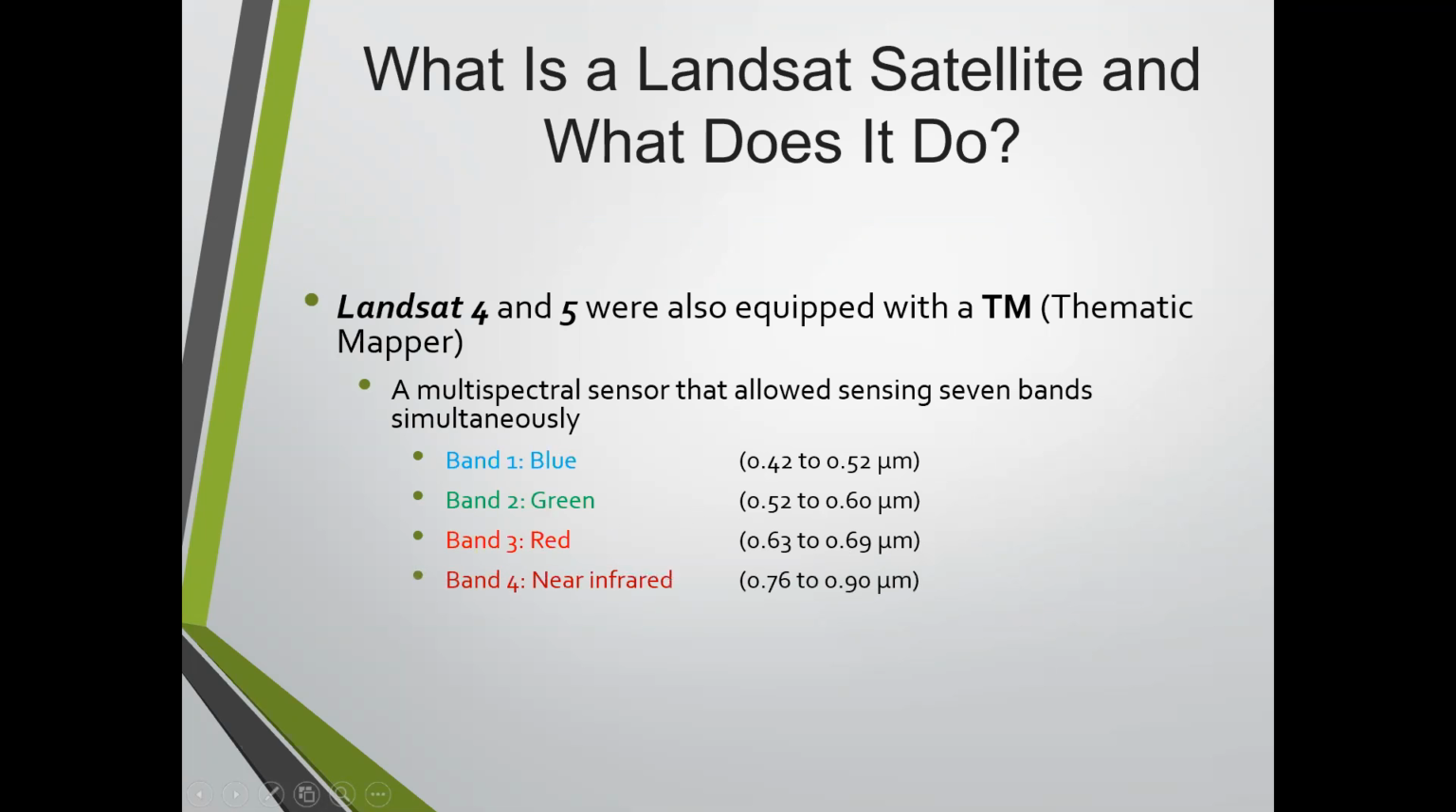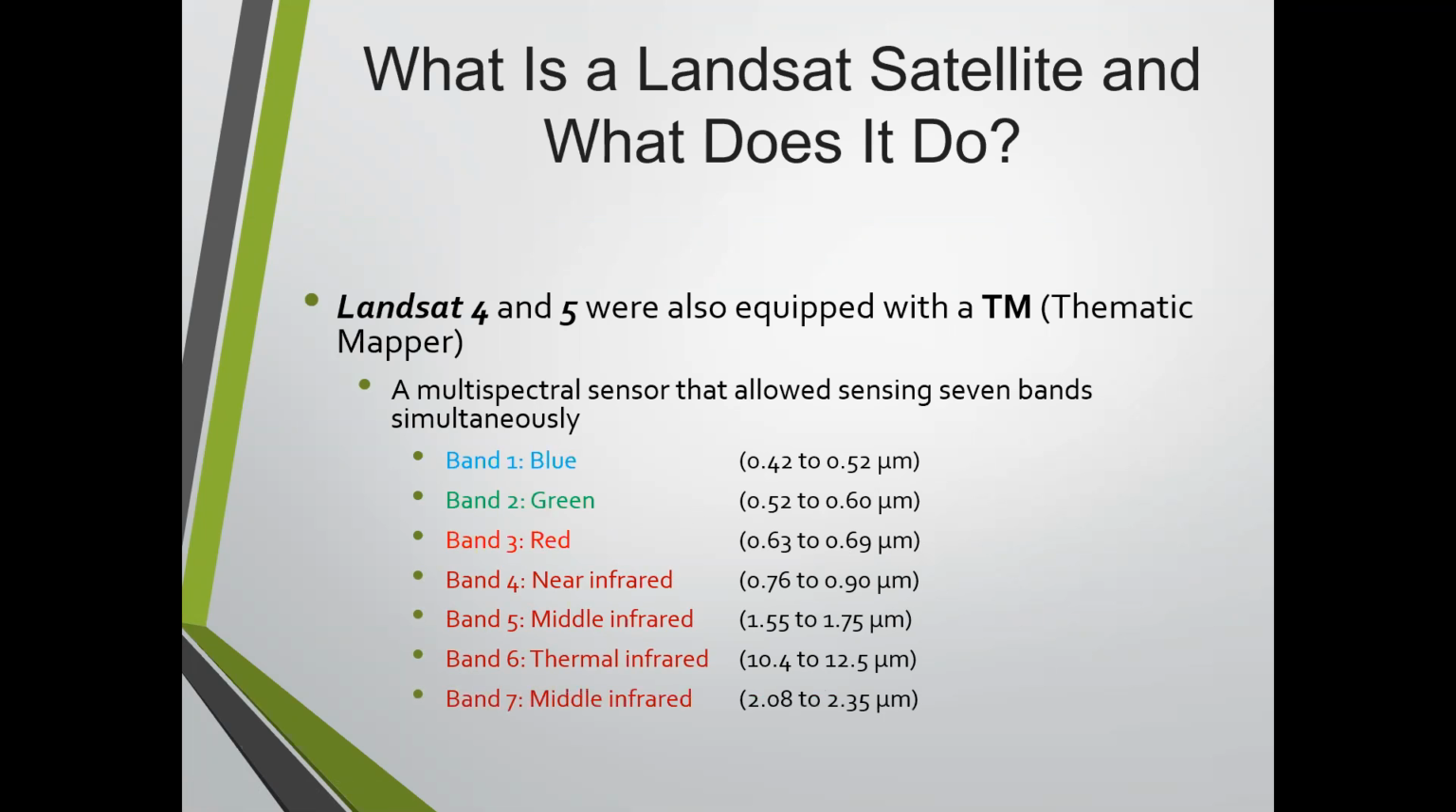So those are in the visible ranges right there. And then band 4 was a near infrared. So that's just outside of the visible range. And then you had middle infrared, and we can't see any of the infrareds. And then you had thermal infrared. So this actually had 7 bands, and it had a middle infrared as well.